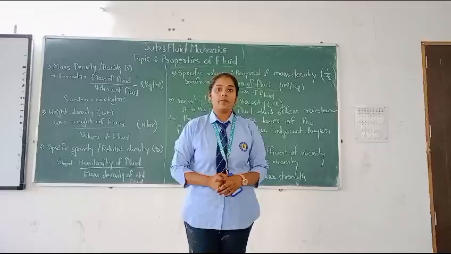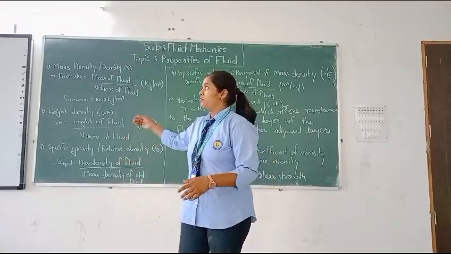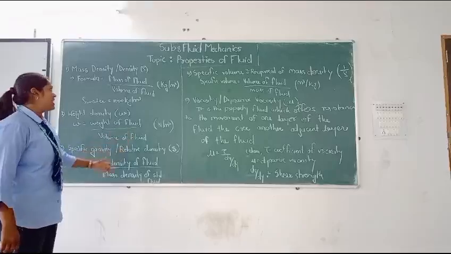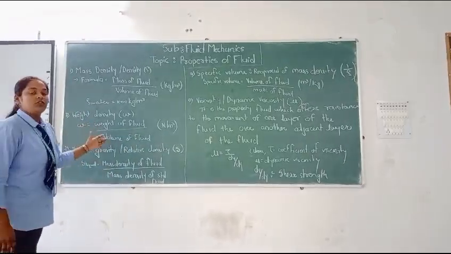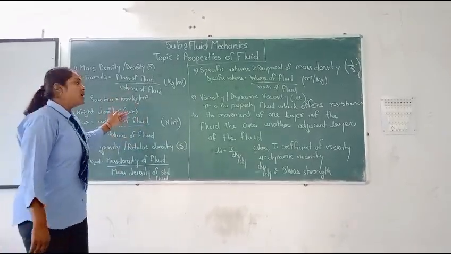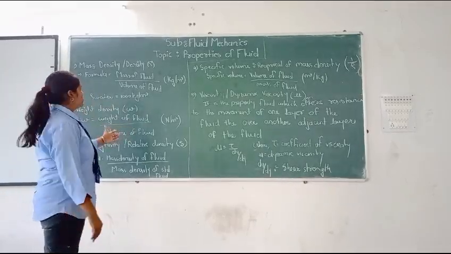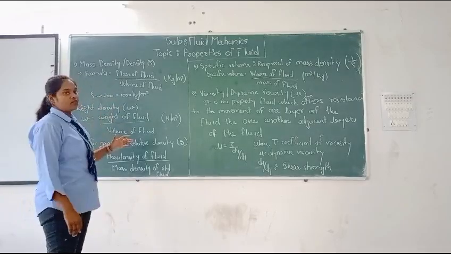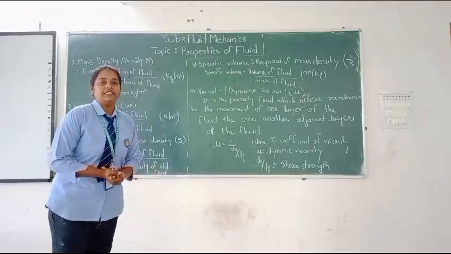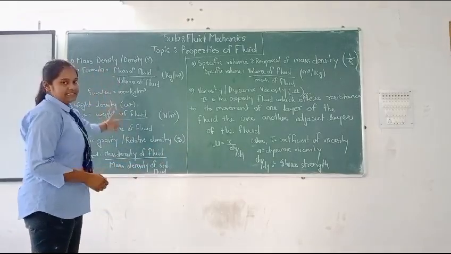So I am taking the topic of fluid mechanics. The topic name is properties of fluid. The first property is mass density. Mass density is defined as the ratio of the mass of the fluid to the volume of the fluid. So the formula is derived from its definition, that is, mass density is equal to the mass of the fluid to the volume of the fluid. It is denoted by the Greek symbol rho. The unit of mass density is kg per meter cube. Mass density is also known as simple density or density.